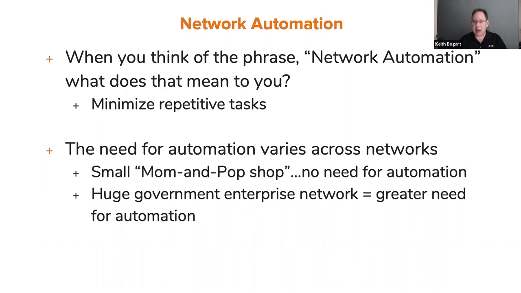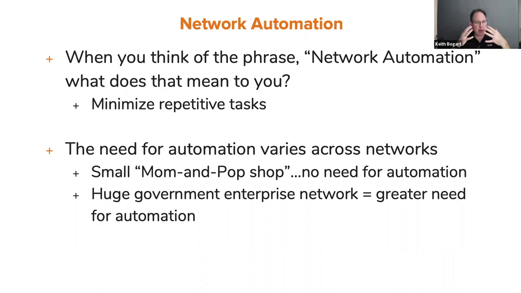But now if we go to the opposite end of the spectrum and we talk about huge government enterprise networks, there might be a greater need for automation, because the larger the company, the greater the probability that things are changing on a more frequent basis. For example, say you have a company that develops applications. You write software programs, and as part of that development cycle, you actually introduce those programs into your network to see how it affects your network.